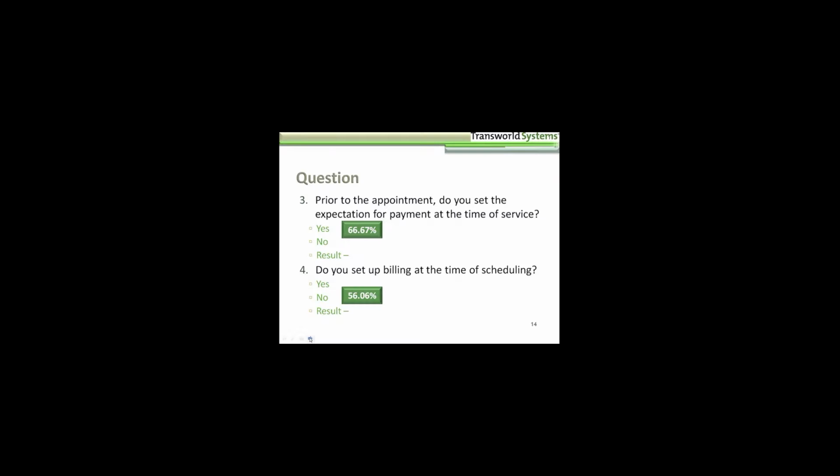And our results are 52%. Okay. Thanks for your engagement and participation. All right, so let's look at our national results. So for question number 3, prior to the appointment, do you set the expectation for payment at the time of service? 66% said yes. Our attendees on the line said 79%. So again, you guys are trending ahead of the national study.